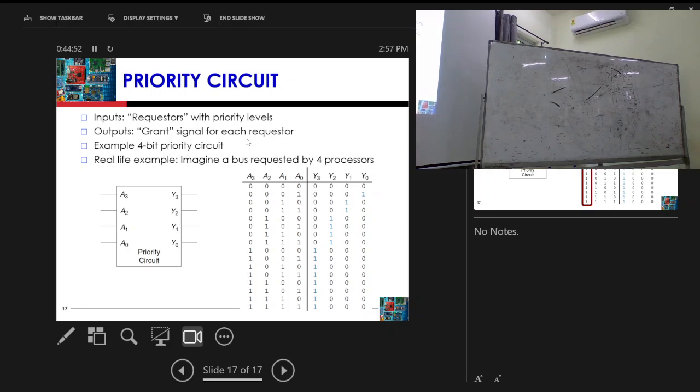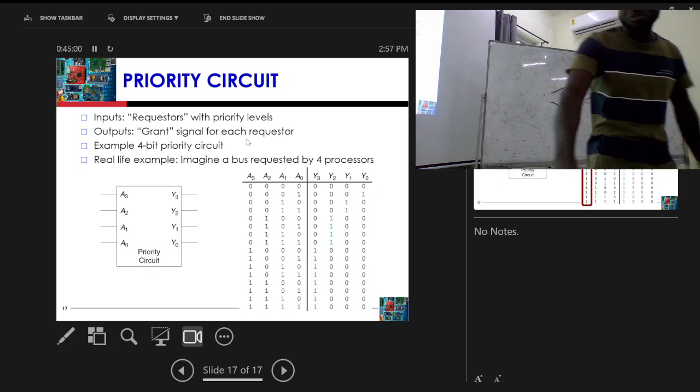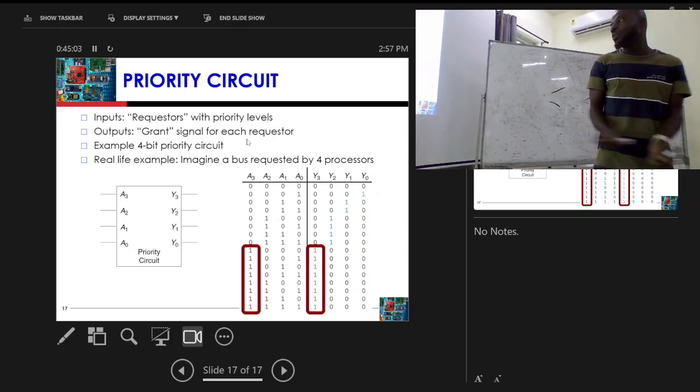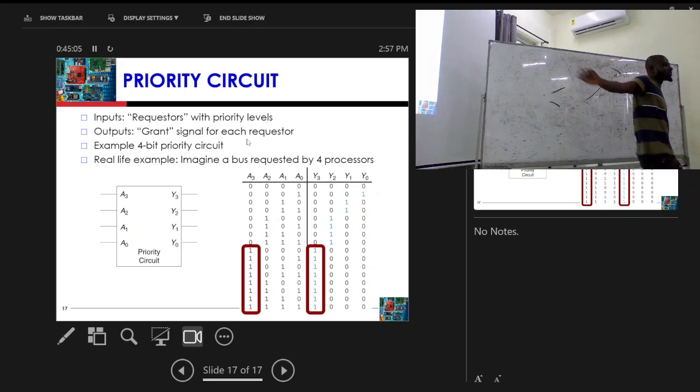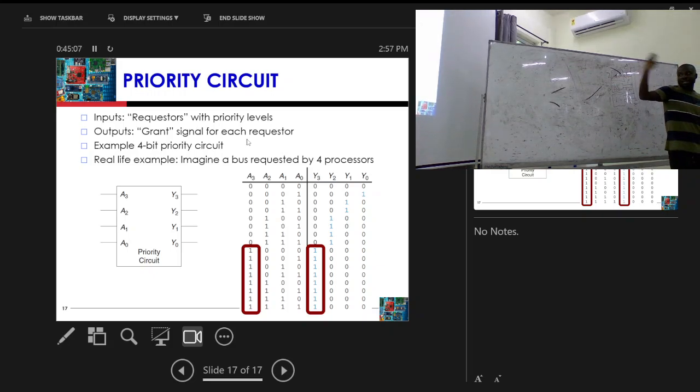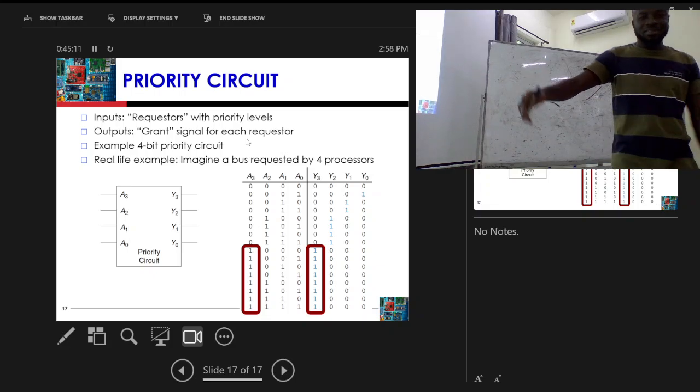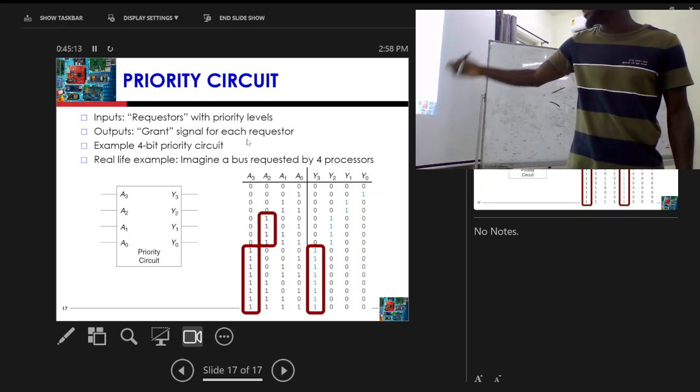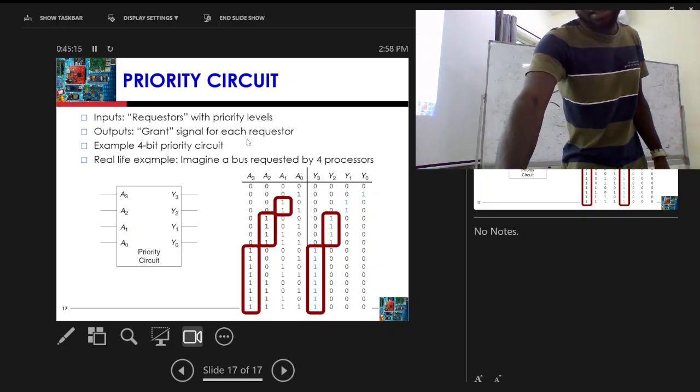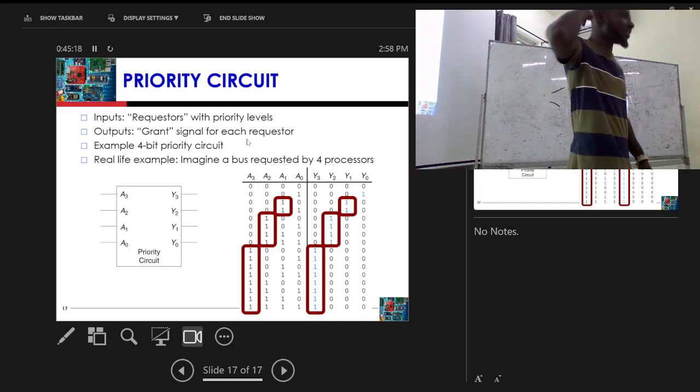Which one has the next priority? The next highest priority after that? And then it goes on. So from the table, you can see that as long as A3 is 1, Y3 is 1. Then the next one is A2, the next one is A1, then A0 has the lowest priority.